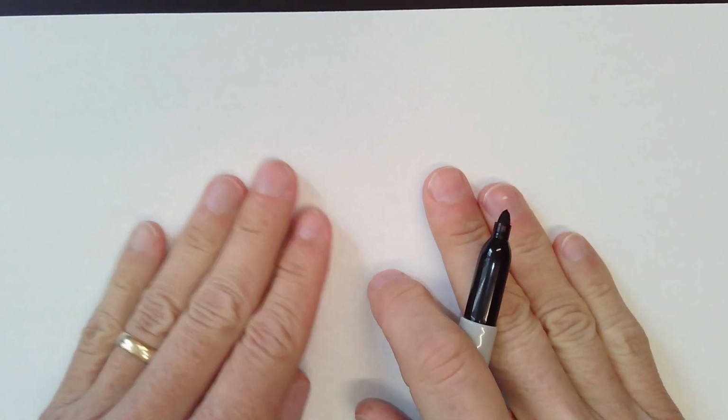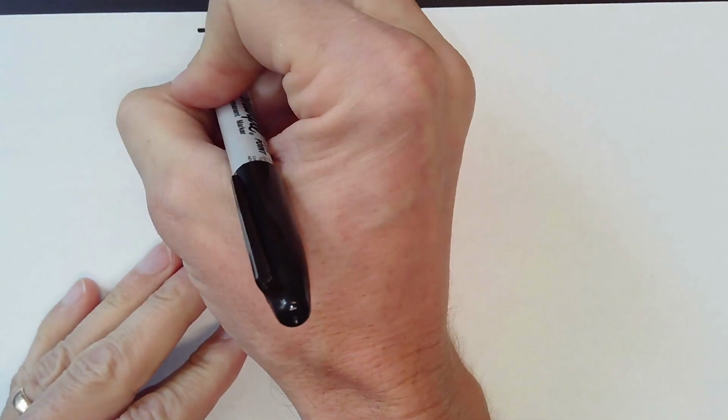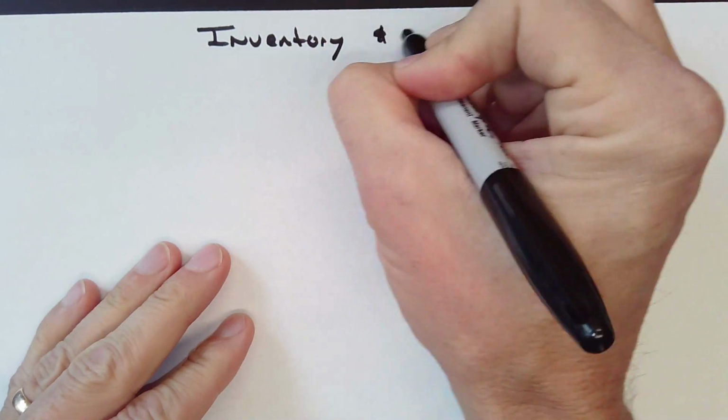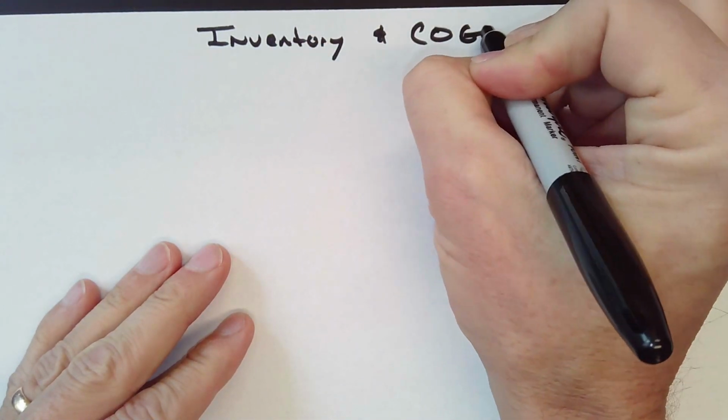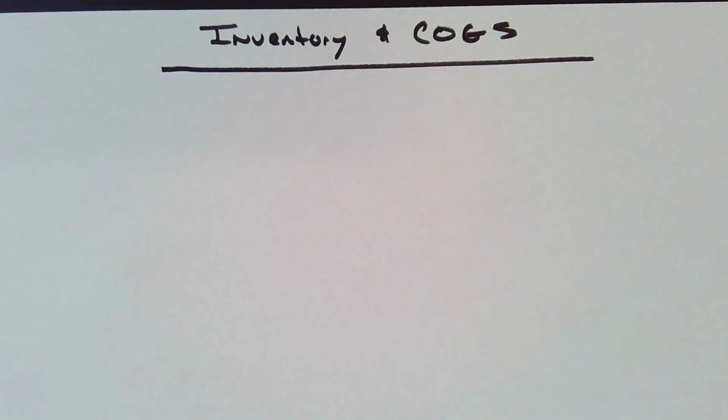So we talked a little bit about a wholesaler in inventory and cost of goods sold. Now let's think about what a manufacturer's cost might be when they're accumulating inventory. So we're looking again at inventory and cost of goods sold. And this time we're looking at a manufacturer.